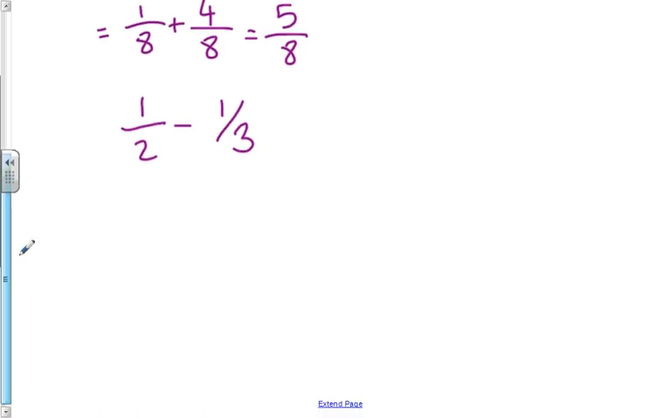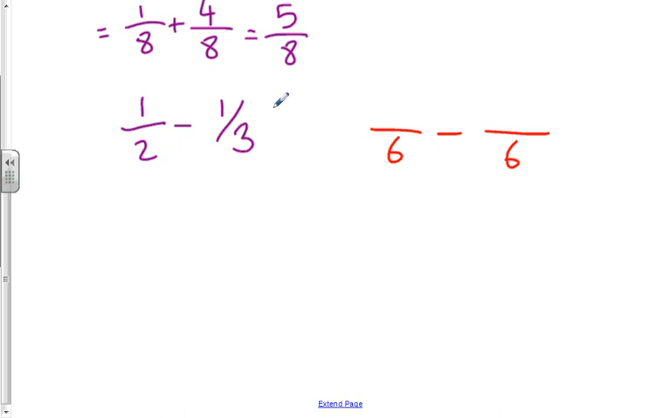So a half take away a third. Well, we need to find an equivalent fraction. We need to look for the lowest common multiple of 2 and 3. So what number is in both the 2 and the 3 times table? Well, that would be the 6. So if I want fractions over 6, what do I times 2 by to make 6?